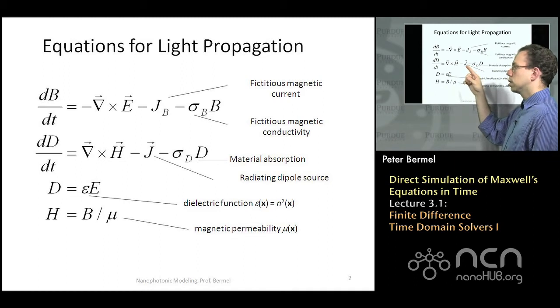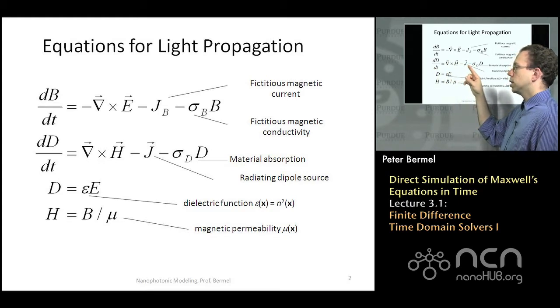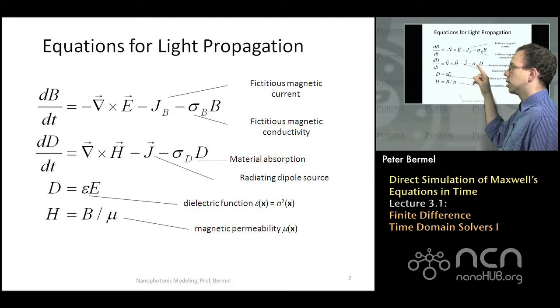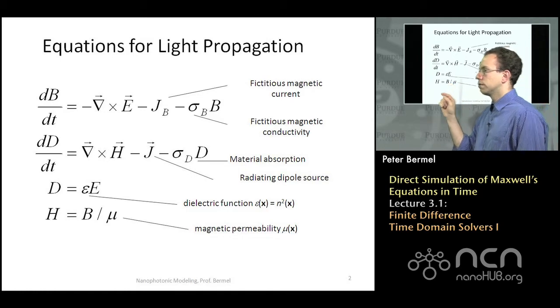And then here you can see that we actually have Ampere's law with Maxwell's correction. That's the dD by dt term. And then this J will be basically the source of our fields in the system, and then the sigma d times D will basically be the source of material absorption. In this case, we're looking at an ohmic loss. And then you also notice that there are these standard auxiliary equations that relate the D field, the displacement field, to the electric field E via a dielectric function epsilon. And then there's also a magnetic permeability function that relates the H field to the magnetic field B by a factor of 1 over mu.